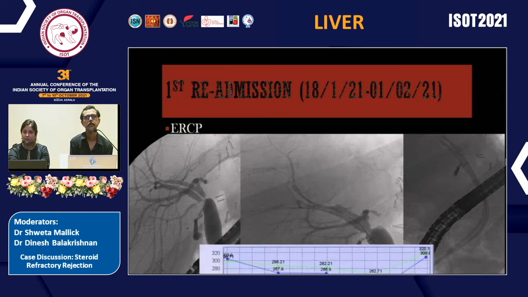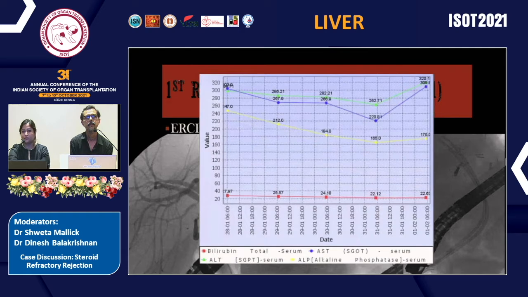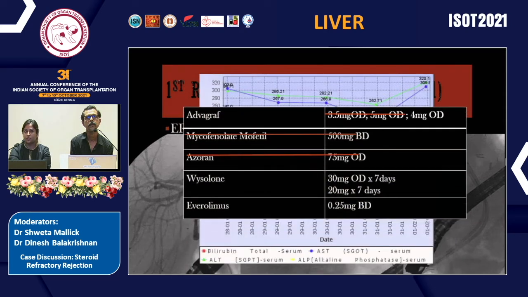After the stenting, this is the first time where his bilirubin levels dropped from 27 to 22 within 3 or 4 days, and he had some relief of his symptoms. So his itching did come down to a certain extent. So we decided to discharge him, and at discharge this was his immunosuppression. Advagraf was brought down from 5 to 4 mg OD. Wysolone was given in tapering dose, 20 followed by 30 followed by 20, and we decided to add everolimus 0.25 BD. I would like to invite Dr.